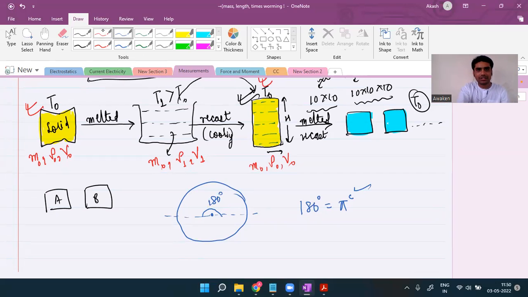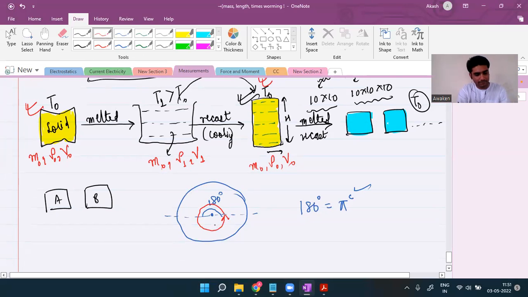What is the complete angle? In degrees, you tell me, what is the total angle? 360. That's it. So on the left-hand side, I'm doing 180 multiplied by 2 to get 360. On the right-hand side, what should I do? Pi into 2. So that is 2 pi. Yes. Now you tell me, what is theta?